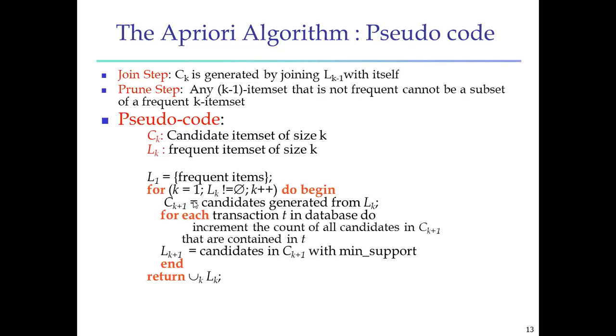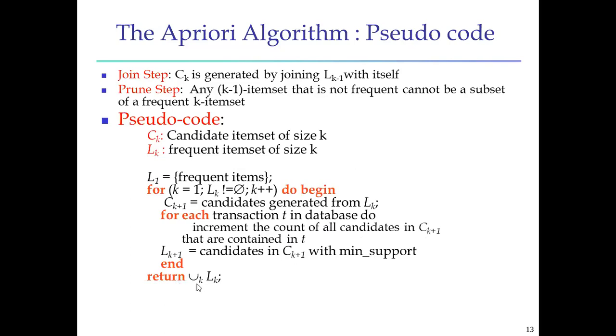For k equal to 1, Lk is not equal to empty set, that is, it should be a non-empty set, k plus plus to begin. Ck plus 1 is the candidate generated from Lk, that is a joining operation. For each transaction T in the database, increment the count of all candidates in Ck plus 1 that are contained in T. Lk plus 1 is the candidates in Ck plus 1 with minimum support.